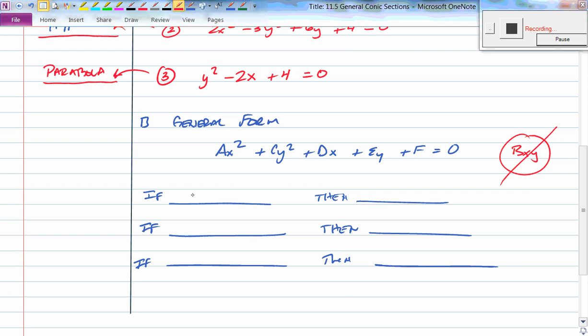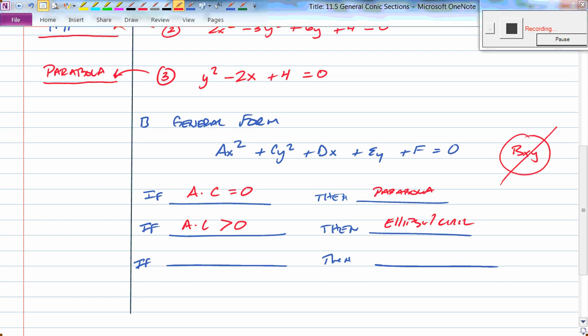And so here's the deal. If the coefficients of the squared terms, a times c, is equal to 0, then you're guaranteed to have a parabola. If the product a times c is greater than 0, that means positive, since things greater than 0 are always positive, then you have an ellipse or circle.